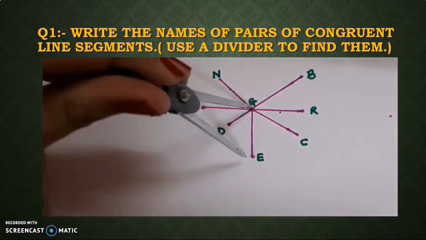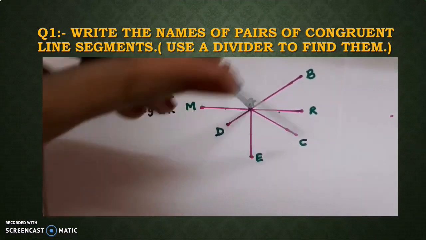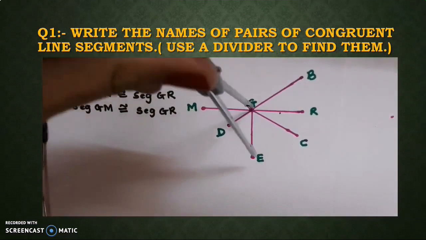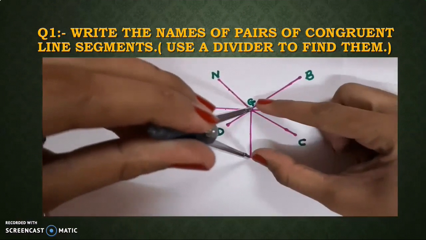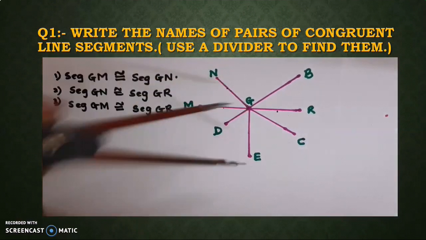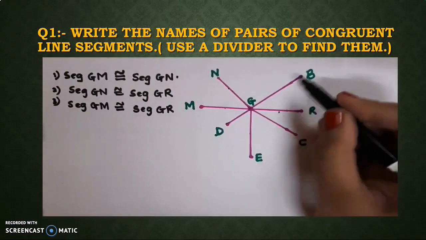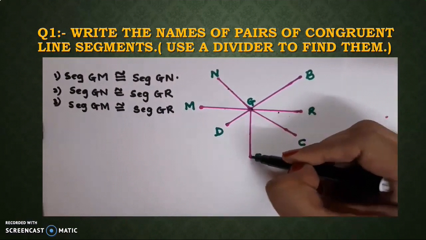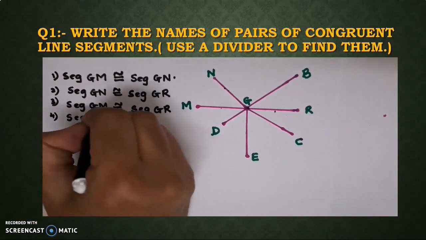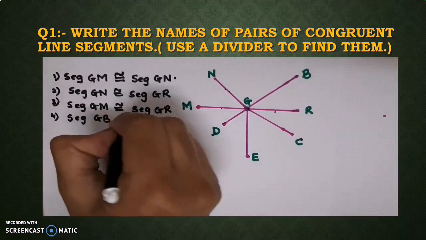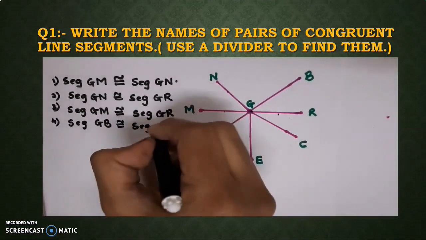Now bring it till GE. Are both the segments equal? Yes. Whatever length is of GB, the same length is of GE. Means GB and GE both have equal length, means both are congruent. So now I will write segment GB is congruent with segment GE.